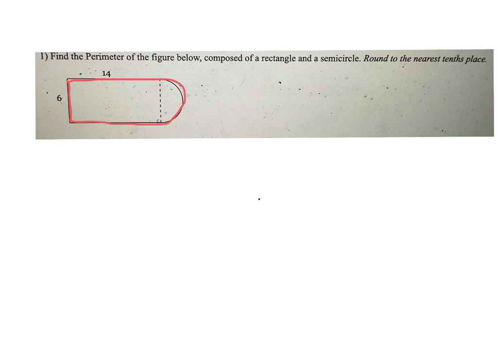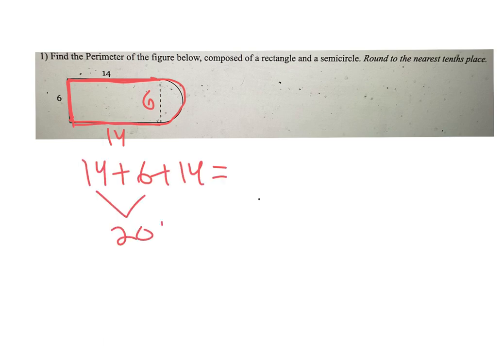So one thing you can see is that if the top part of the rectangle is 14, then the bottom part's also 14. And if the side of the shape is 6, then that means that the diameter of the semicircle is also 6. All right, so if we want to find the perimeter, we have to add up all the sides, all right? So for the rectangle part, that's 14 plus 6 plus 14. That is going to give you 20 plus 14, which is equal to 34.